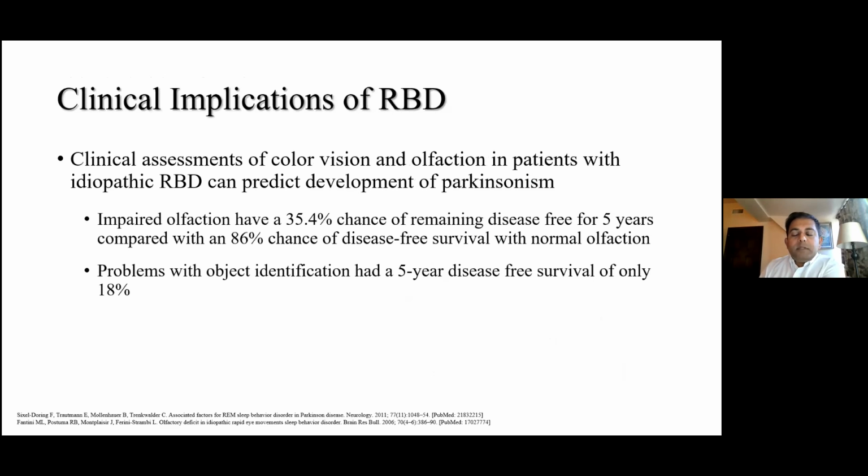So even clinical assessments of color vision and smell or olfaction in patients with RBD can predict the development of Parkinson's. RBD patients with impaired sense of smell or olfaction have a 35% chance of remaining free of Parkinson's for 5 years, compared to an 86% chance of not developing Parkinson's if they have a normal sense of smell. And RBD patients who have problems with object identification have a 5-year disease-free chance of only 18%. So you can see that about 82% of individuals with RBD that have problems with object identification will develop Parkinson's over the course of 5 years.